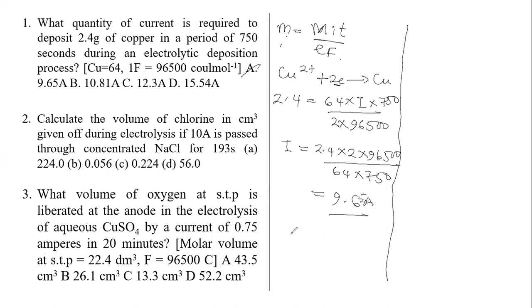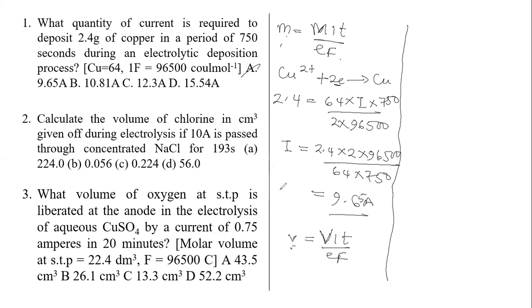All right, now I don't know if you have seen this formula before. This could be your first time of seeing it, and it makes life very easy. The volume given off is vIT over EF. This capital letter V is volume at STP, whereas this small letter v is volume given off.